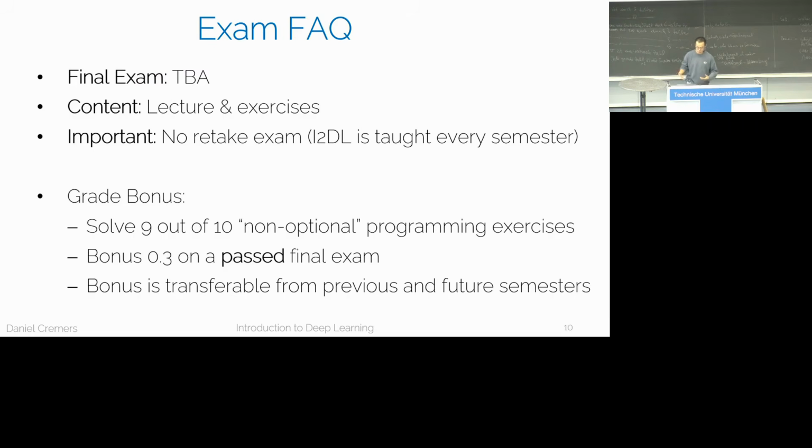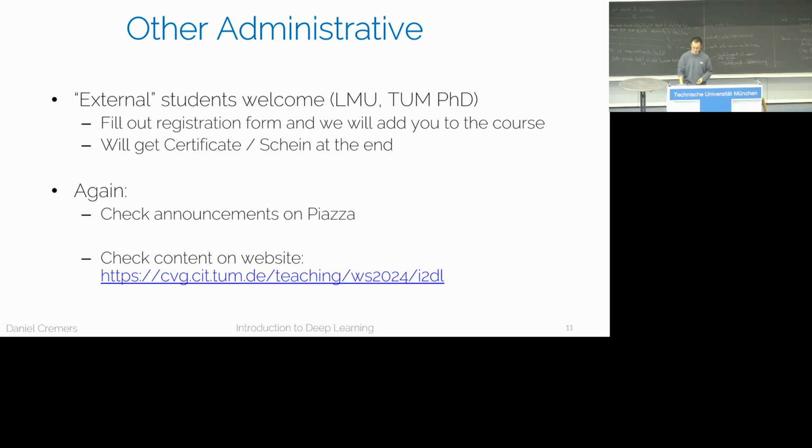One thing we cannot tell you is the exact date of the exam because it's decided centrally by the university. An important thing is we're not going to have a retake exam. But since this course is running every semester, you will be able to take the exam in the next semesters. Notice that if you can solve 9 out of 10 exercises, you are going to have a bonus point of 0.3 for your final exam. And this bonus point is transferable from previous and future semesters.